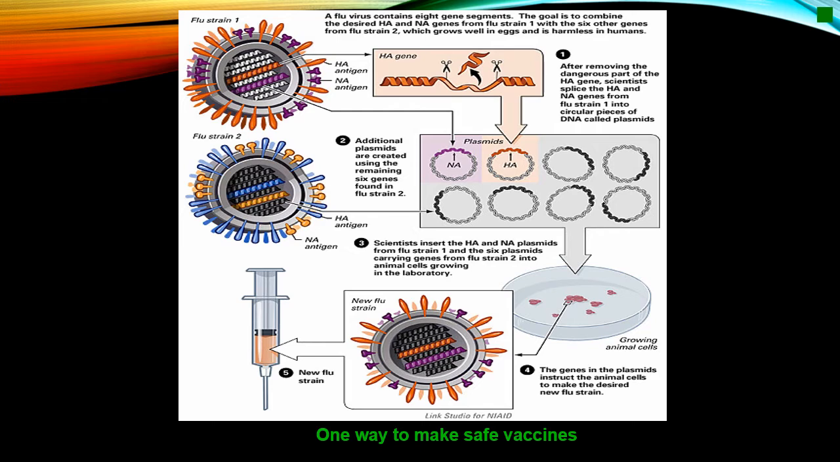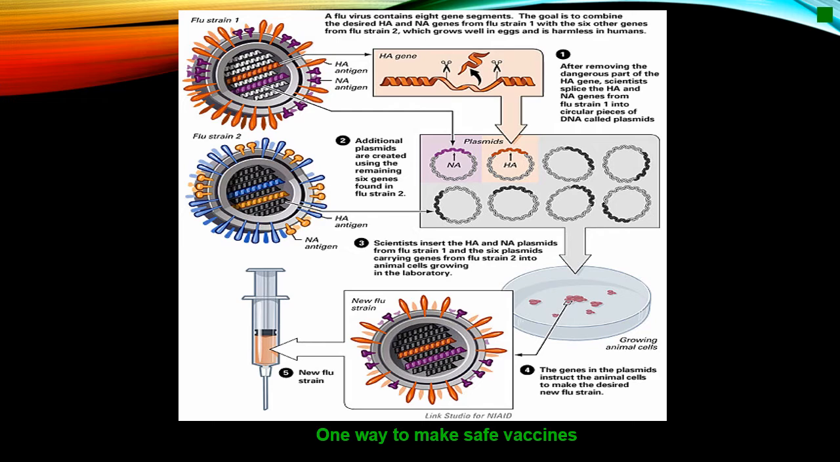So they take the genes out, they splice them out of the DNA that's inside of the virus, and they put them into these plasmids, which are circular pieces of DNA. Each of those plasmids has a different component for flu strain 2. And then they add the proteins from flu strain 1 that are on the outside that don't cause any problems. They've eliminated all the harmful genes that were in flu strain 1.